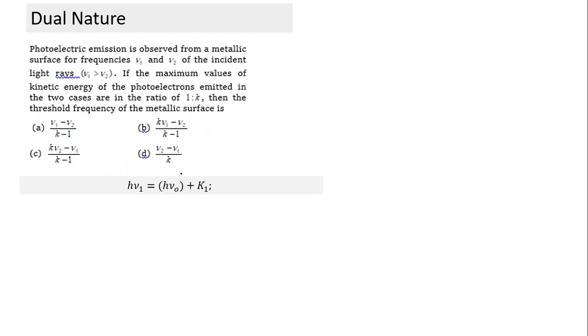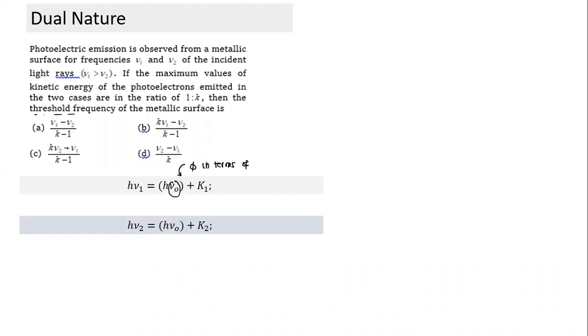So what we have done in this case is write the threshold work function in terms of threshold frequency, because the question relates to threshold frequency. That's the only thing we have done. So this is equal to K1. Then we have the second equation. And what we need to find is the value of mu naught.